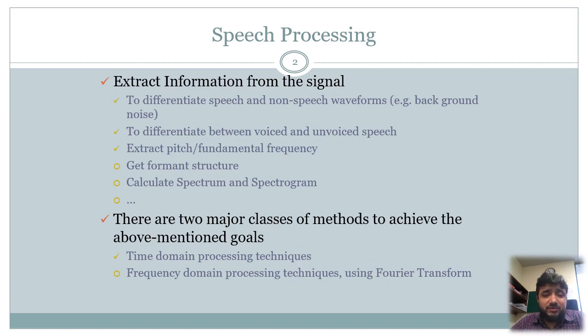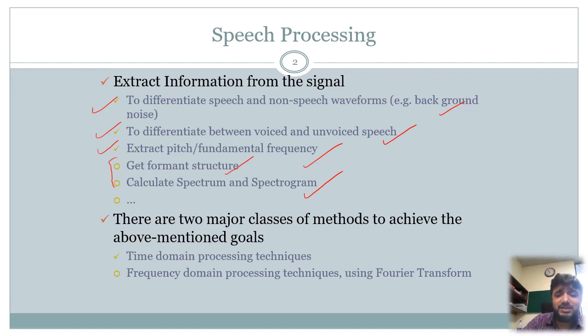If you remember, this is basically a slide from the time when we started looking at the time domain processing methods, and we looked at some of these interesting applications that we wanted to create. To differentiate speech and non-speech waveforms, to differentiate between voiced and unvoiced speech, to extract pitch and fundamental frequency, to get the formant structure, to calculate spectrum and spectrogram. These two we have not done as yet. So we have already figured out mechanisms of extracting pitch, to differentiate between voiced and unvoiced, and to differentiate speech and non-speech waveforms. But how do we do these last two and other similar things?